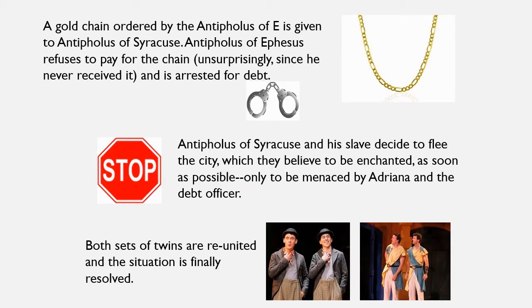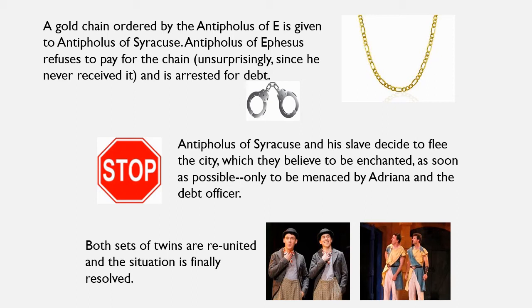The plot thickens when a gold chain is ordered by Antipholus of Ephesus, but it is given to the wrong twin. It is given to Antipholus of Syracuse. So Antipholus of Ephesus refuses to pay for this chain, obviously, since he never received it. His twin brother did, unknowingly, so he is arrested for debt.